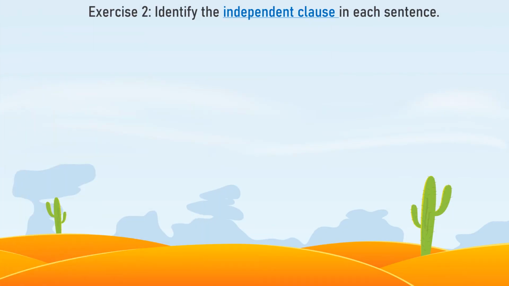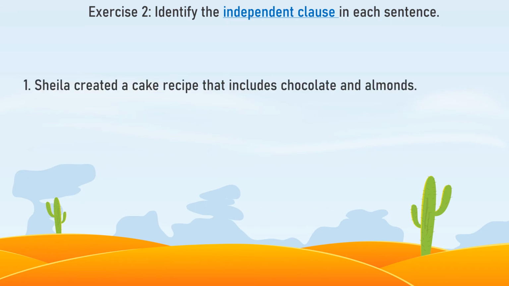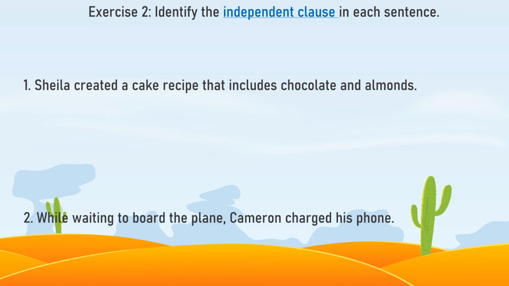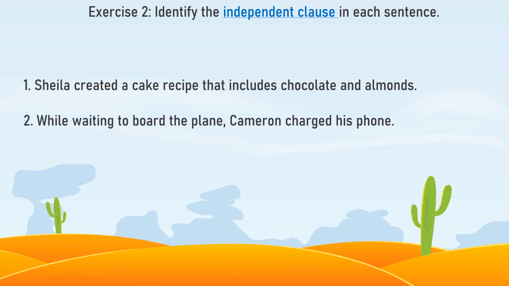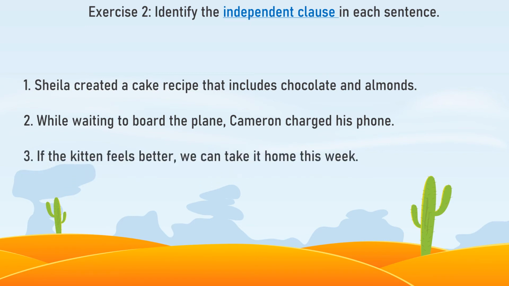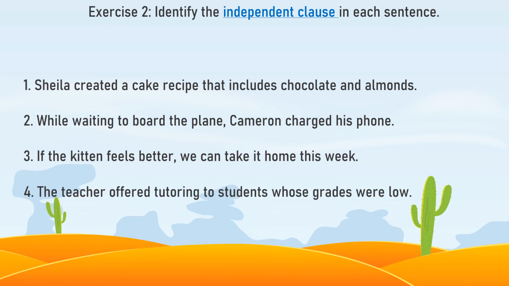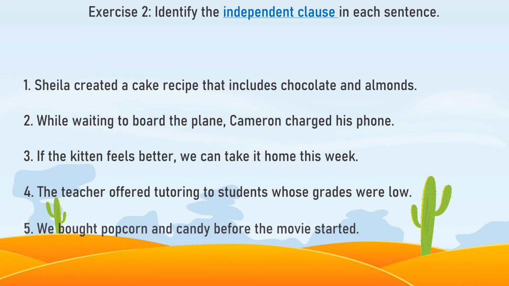Exercise 2. Identify the independent clause in each sentence. Number 1. Sheila created a cake recipe that includes chocolate and almonds. Number 2. While waiting to board the plane, Cameron charged his phone. Number 3. If the kitten feels better, we can take it home this week. Number 4. The teacher offered tutoring to students whose grades were low. Number 5. We bought popcorn and candy before the movie started.